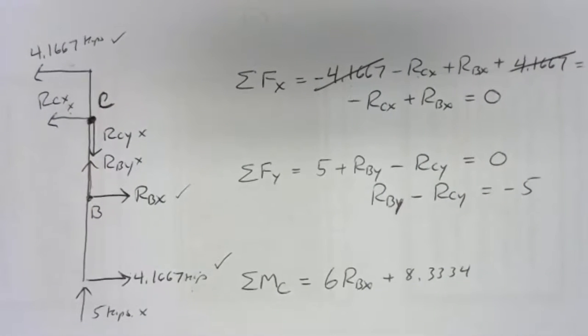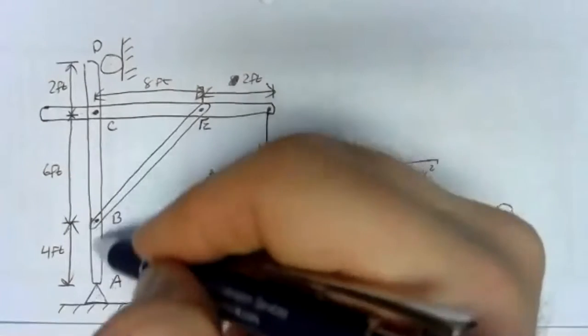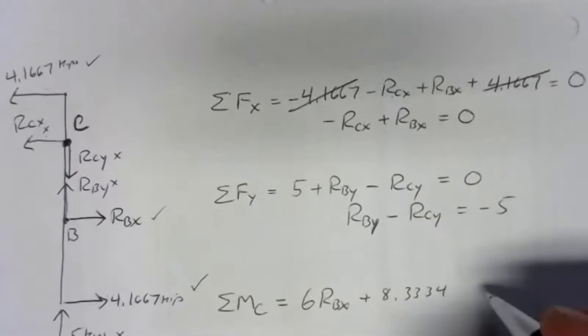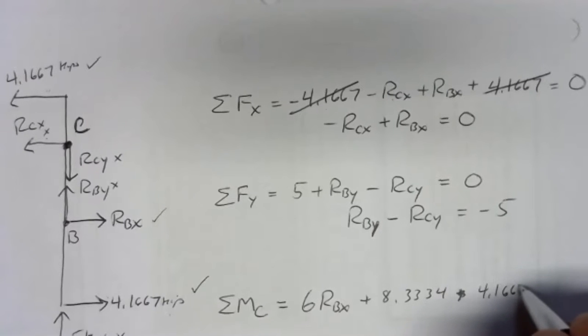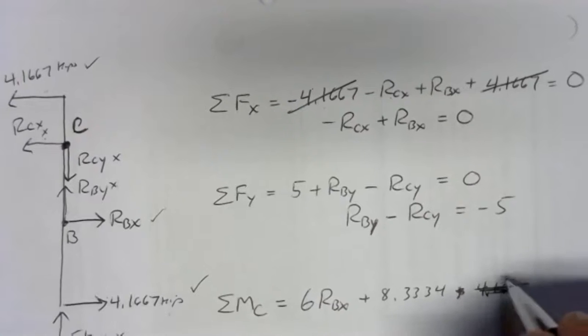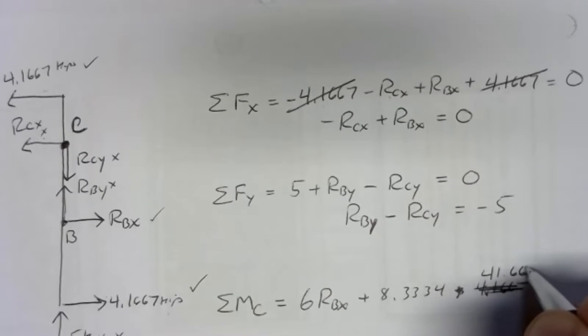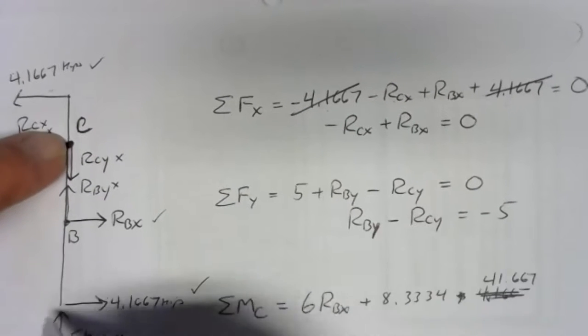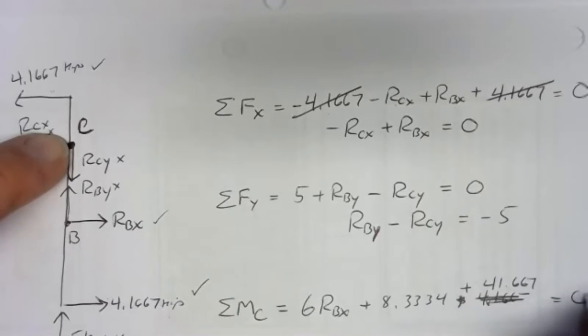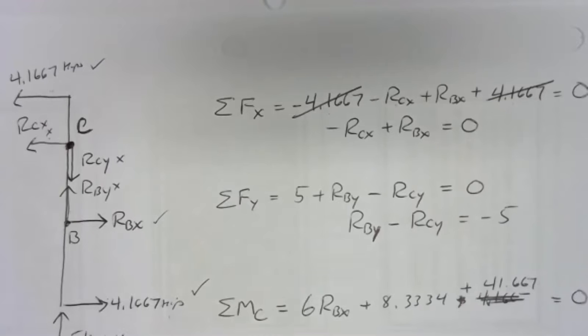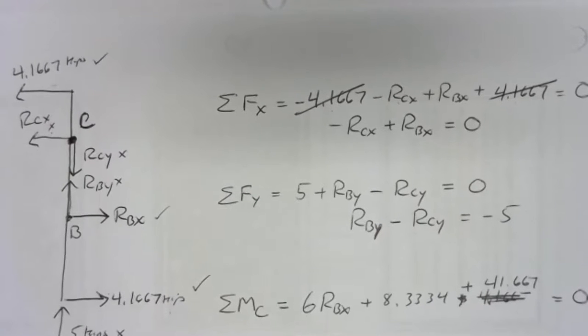And then we have the 4.1667 down at the bottom. That is 10 feet away from C. So we have 10 times 4.1667, so that's 41.667. And pinned at C, pushing to the right, counterclockwise, so it's positive. So it looks like we'll be able to solve the moment equation right away. 8.3334 plus 41.667 is 50.000, so it's 50.